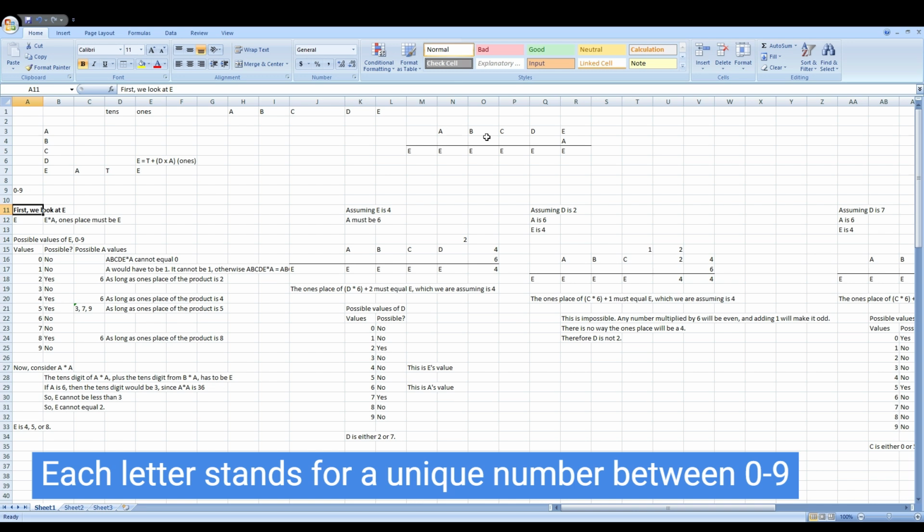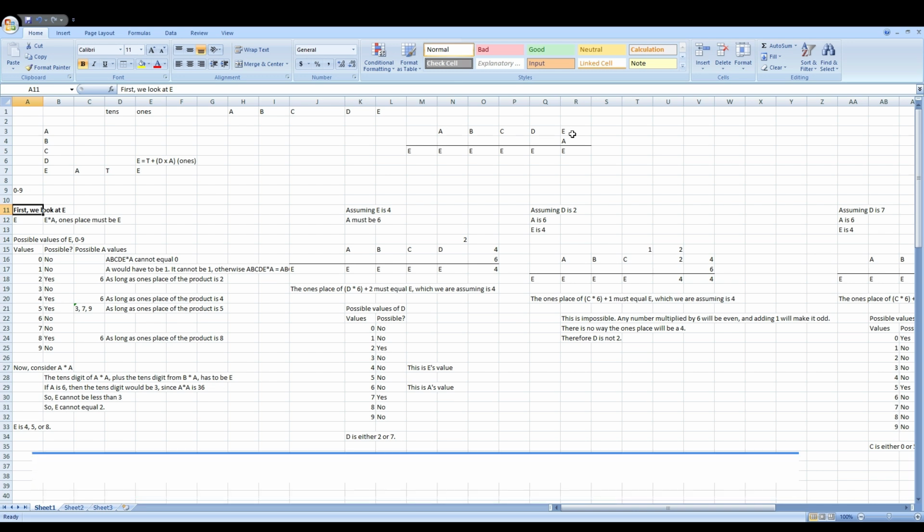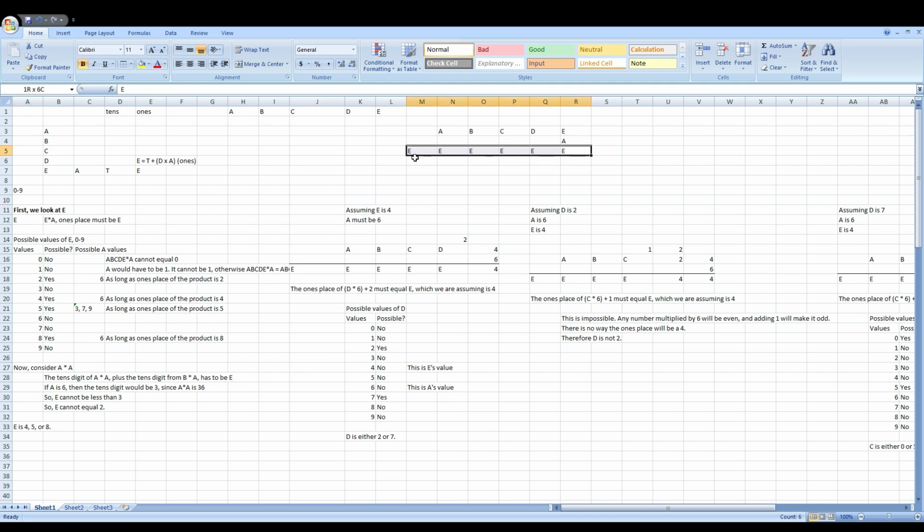So A cannot be the same as C. E cannot be the same as D, and there are 6 E's here, so keep that in mind. Even though this is a little tricky because we don't know what the letters are or what numbers they stand for, there are still some basic math concepts that we can use to solve this problem.